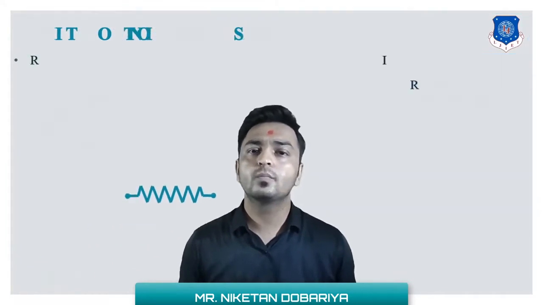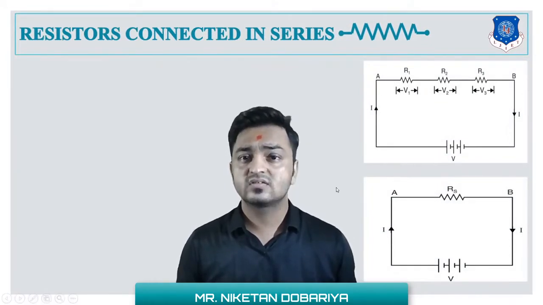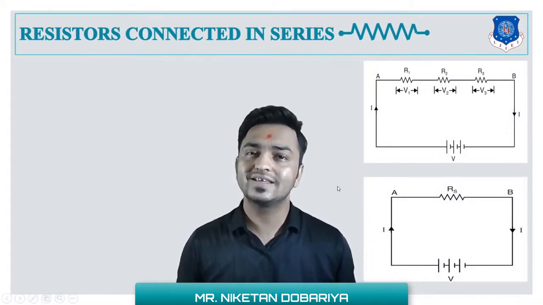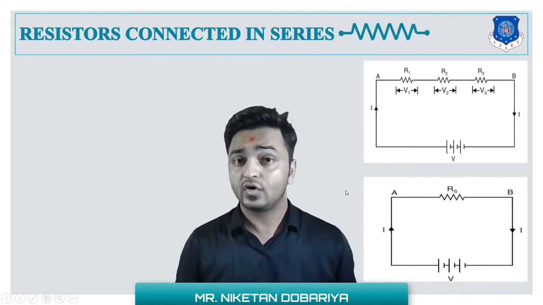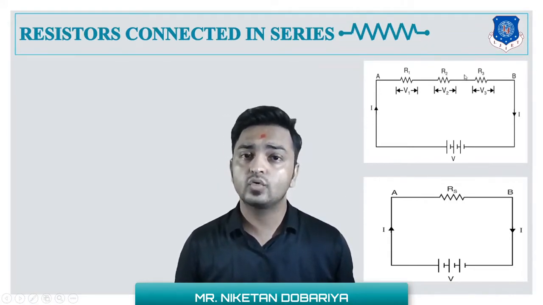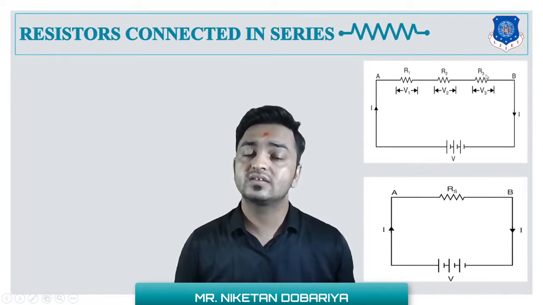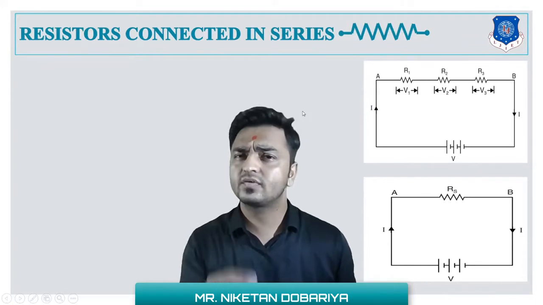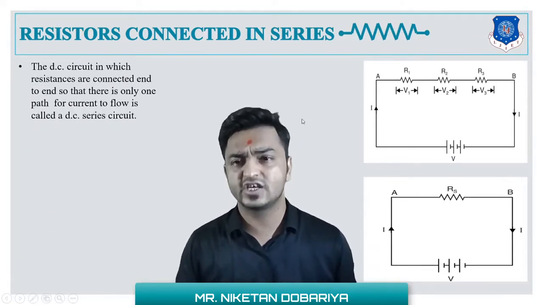Now let's move towards our next theory, and that is resistors connected in series, basically series connections of resistors. For that, here we have one diagram where we have connected R1, R2 and R3, three resistors in series. But first of all, what is series connection? So let's understand what is series connection.